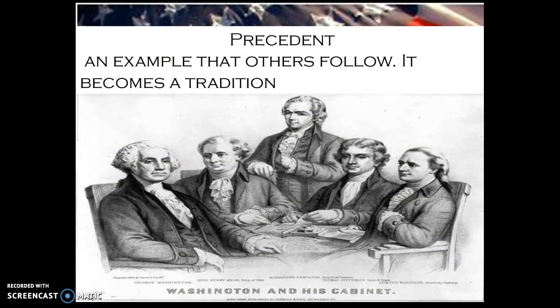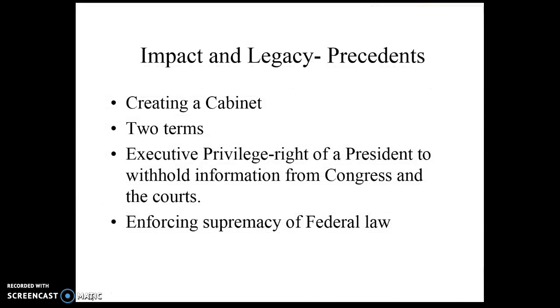So, Washington sets several precedents during his first presidency, which is just an example that others follow, and it becomes part of a tradition. One of them will be creating a cabinet. He only serves 2 terms. He could have served several others if he wanted to. He could have kept running, but he did not want to. So he goes home to Virginia after 2 terms. He creates the idea or uses the idea of executive privilege. That is the right of the president to withhold information from Congress and the courts if necessary. And he has the ability to enforce the supremacy of federal law, as in the Whiskey Rebellion.